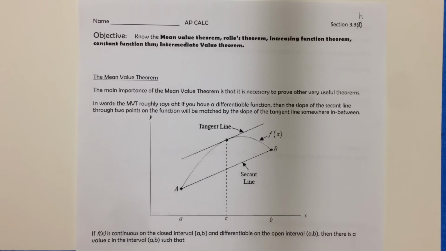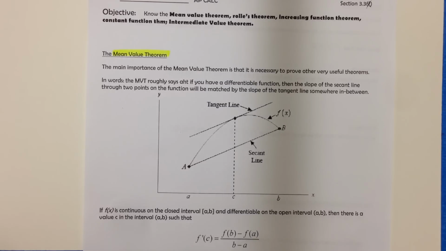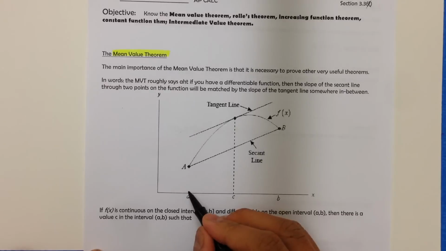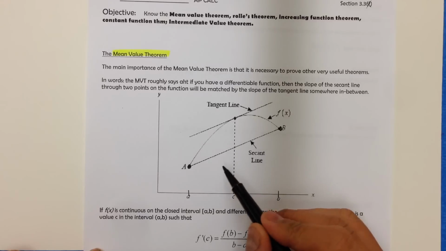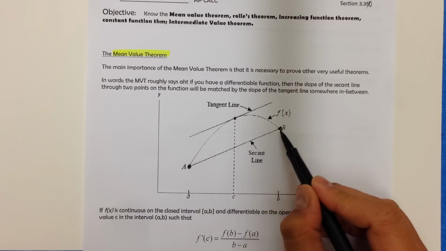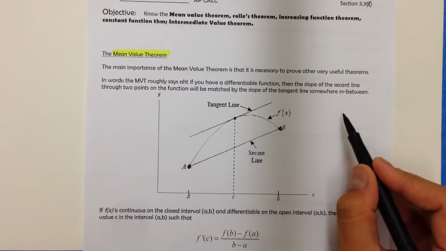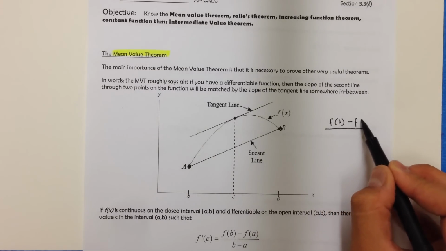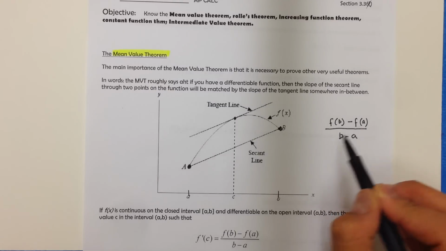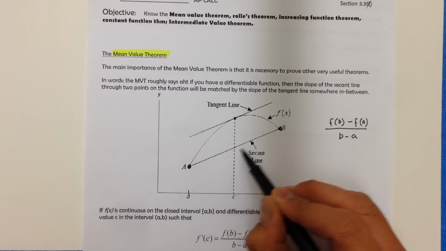First, the mean value theorem, known as MVT. The mean value theorem basically tells us that given an interval, say from A to B, if we were to find the secant line from A to B, it can be described by f of B minus f of A over B minus A. That would be the slope of the secant line from A to B.